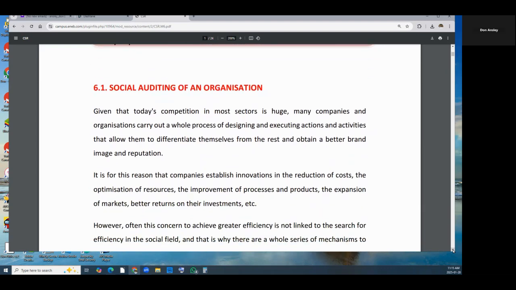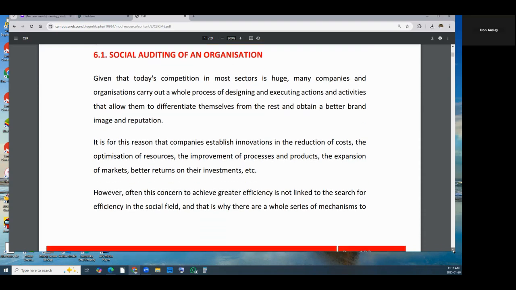Social auditing of an organization. Given today's competition in most sectors is huge, many companies and organizations carry out a whole program of designing and executing actions and activities that allow them to differentiate themselves from the rest and obtain a better brand image and reputation. It is for this reason that companies establish innovations in the reduction of costs and the optimization of resources, the improvement of processes and products, and the expansion of markets, better returns on their investment, etc.